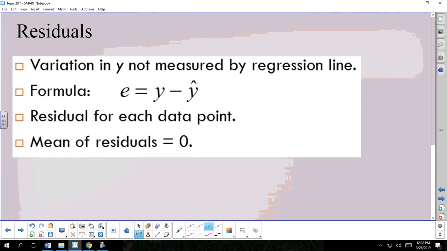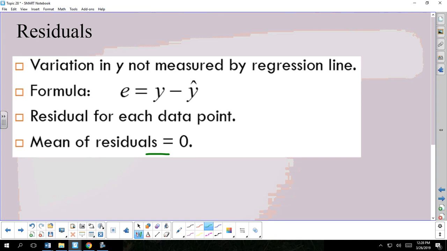Residuals. Variation in y not measured by the regression line. Our formula is the observed value of y minus the predicted value of y. So for each point in our data set, we can calculate a residual. If I'm given a point in our data set, I'm going to plug the x coordinate of that point into the regression line, find out what it predicts for y, and then compare those two. Residuals can be negative.